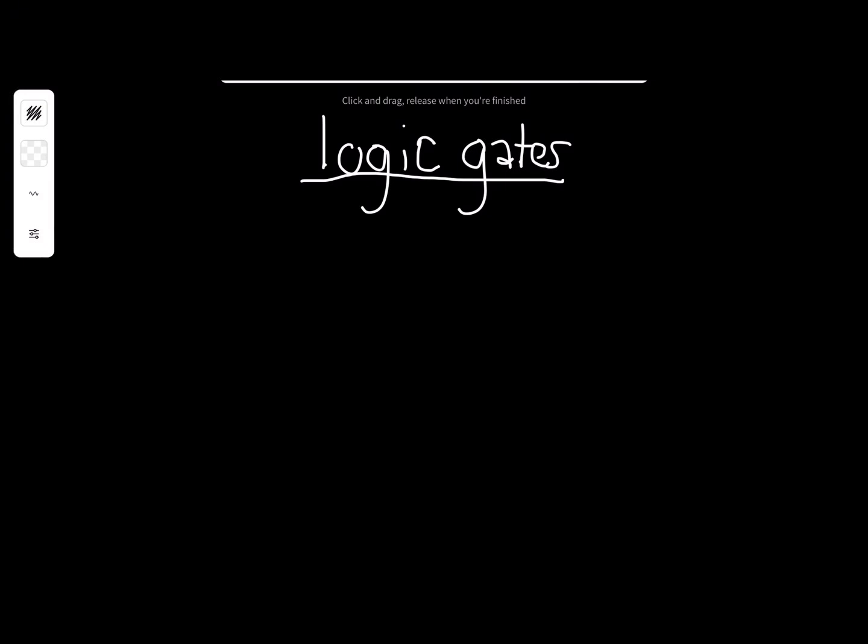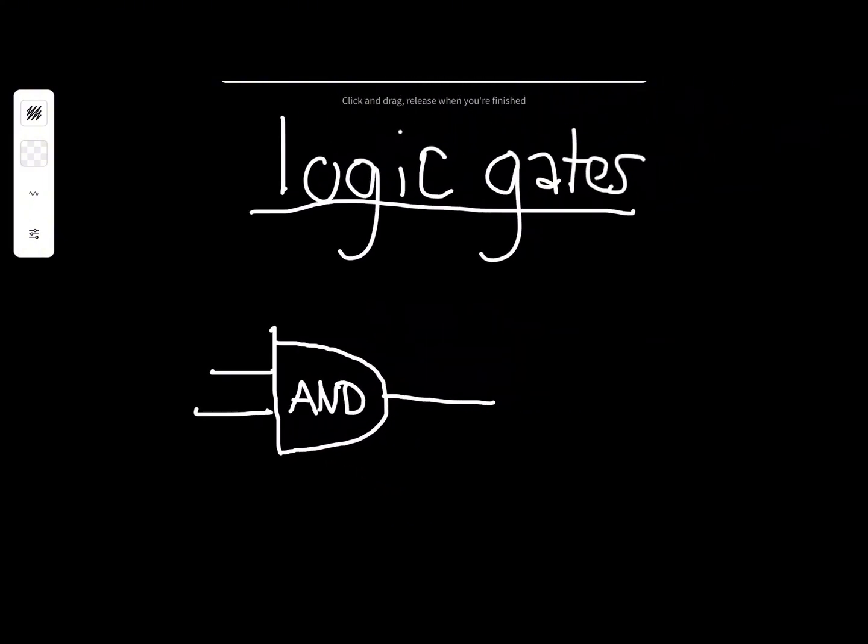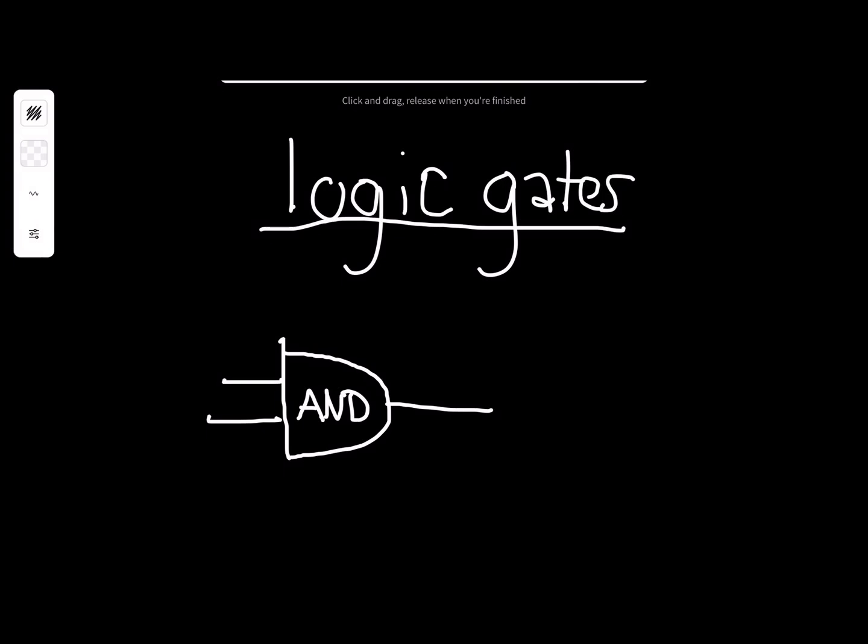And today we're going to be covering logic gates. So the first gate that I want to cover is the AND. AND looks something like this. I'm going to draw an AND just to be extra clear. The AND is a circuit, and this is going to have a complementary table to it.